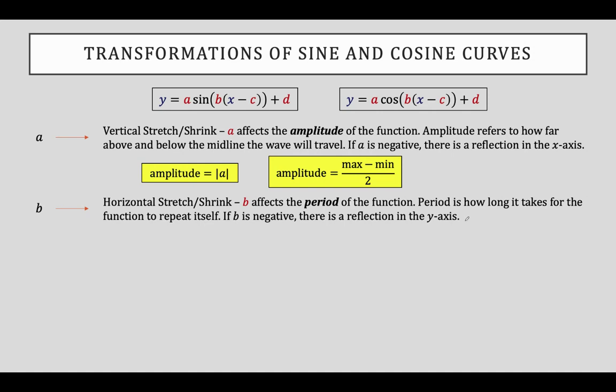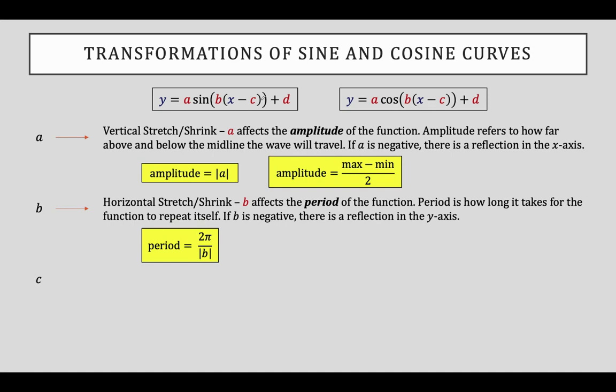I will ask you to identify the period of these functions, and to do so, period is equal to 2 pi divided by the absolute value of b. That gives us the period. Okay, period is a magnitude. It's always going to be positive. Keep that in mind.